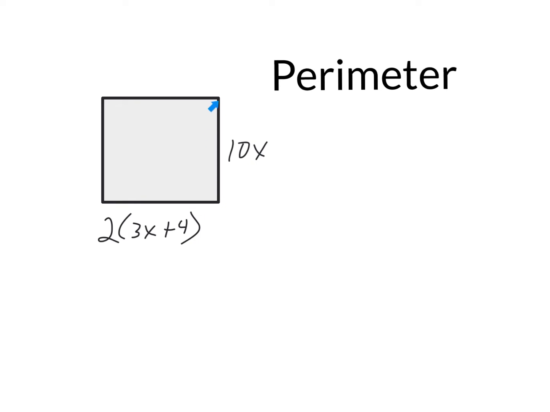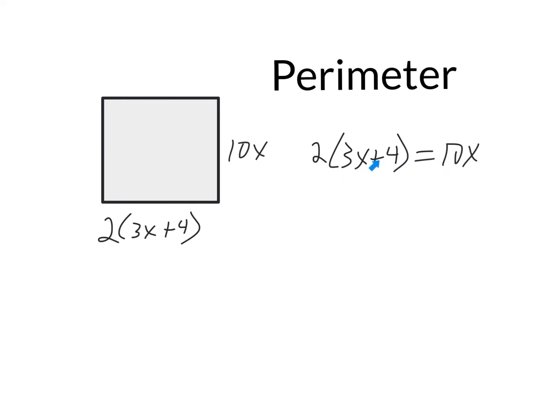But because this is a square, I know that this length and this length are equal, because the length of the sides of a square are all the same. Therefore, I have an equation. So I could set up an equation that says 2 times 3x plus 4 equals 10x. And with this equation, then I can solve the value of x.